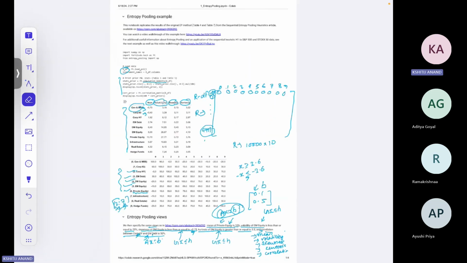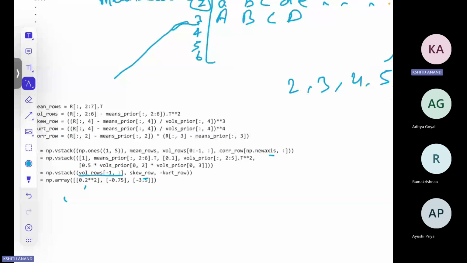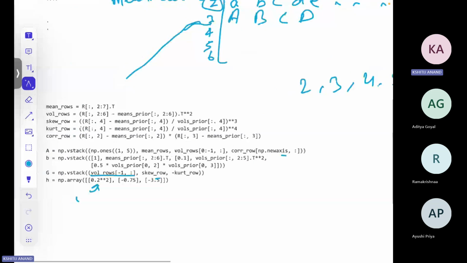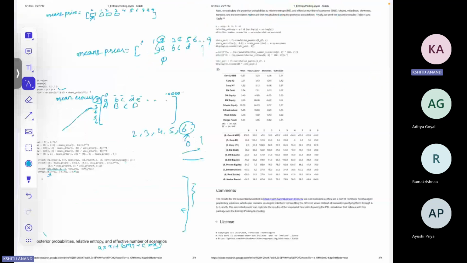The first view, less than or equal to: the volatility of EM equity is less than or equal to 20%. What is EM equity? Asset 5. Let us see. I will again repeat: volatility of EM equity is less than or equal to 20%. So see, this is the volatility matrix, and this is what you have put, basically 0.2, right? 0.2 squared because it is variance.